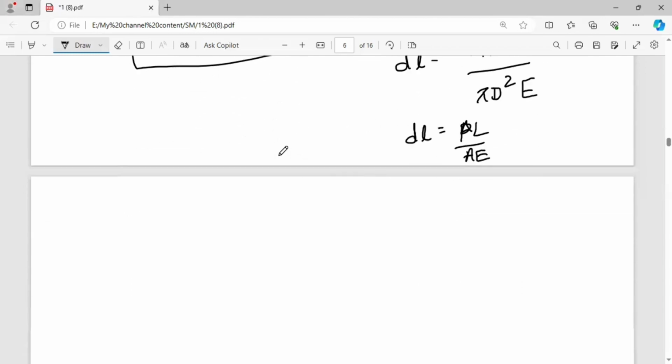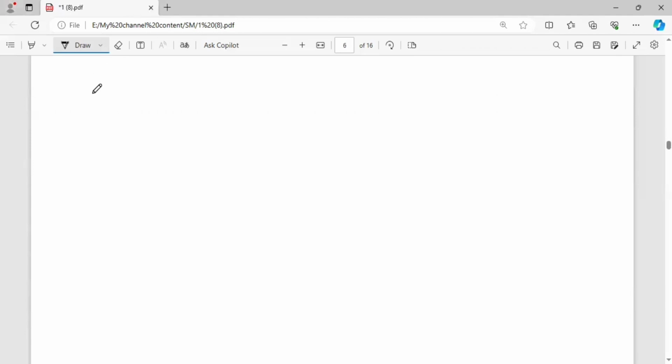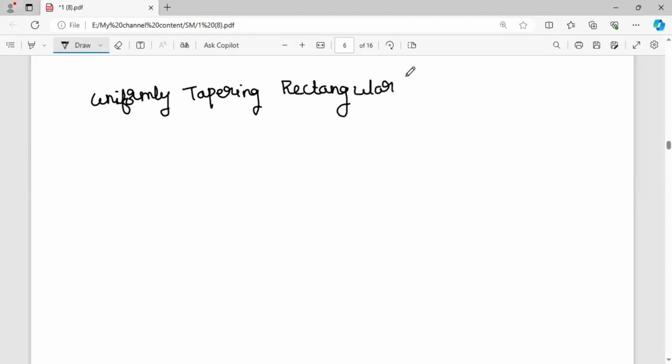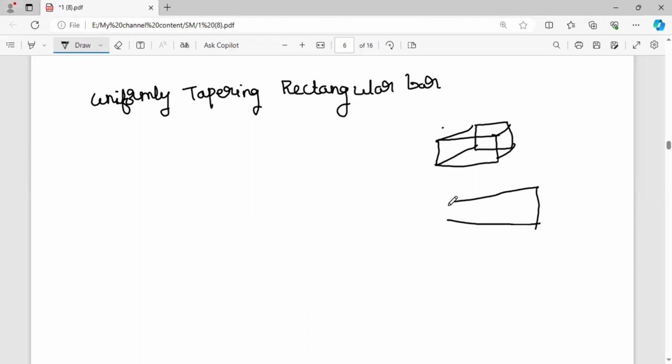Next, another concept, that is the uniformly tapering rectangular bar. Generally, a rectangular bar is maintained in this way, as seen by the projection. Then uniformly tapering means the same thing I am applying, but here it is not circular. It is the rectangular tapering bar.